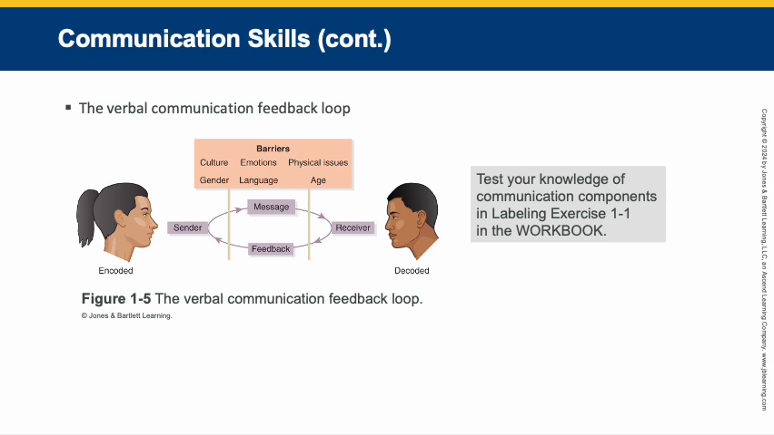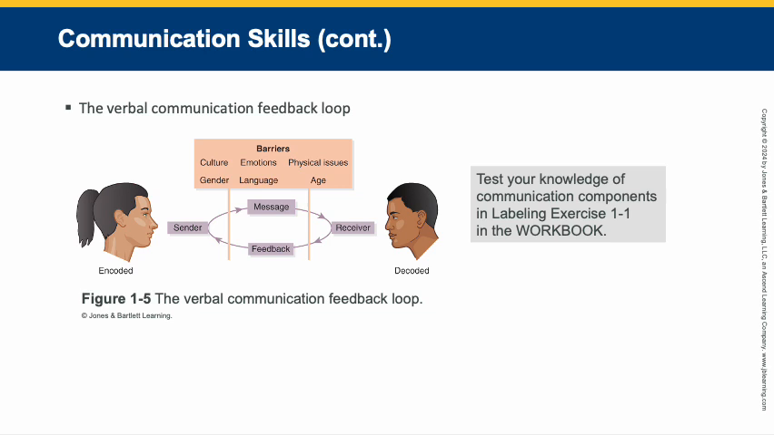Okay, in this communication, this is the verbal communication loop. So in this loop, you can see that there are barriers. So you've got encoded and decoded. You've got the sender, which is saying something. Then you have barriers in the middle, which are culture, emotions, physical, gender, language, and age.